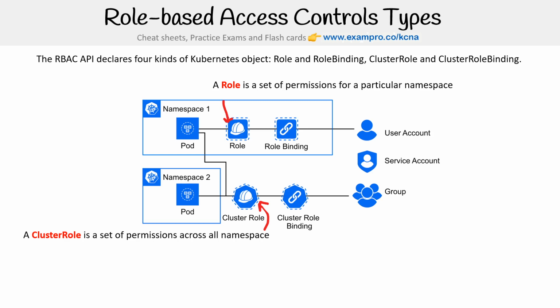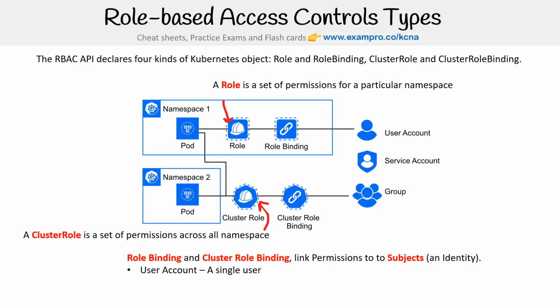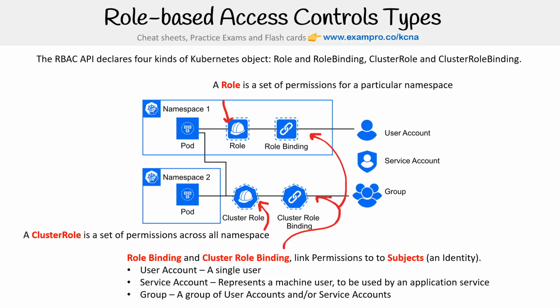In order for roles or cluster roles to be bound to a subject, that's where you're going to need a binding. And so for a role, you have a role binding. For a cluster role, you have a cluster role binding. And so those are going to attach to subjects, which are just essentially identities, like a user account, which would be a single user, a service account, which represents a machine user to be used by an application service, a group, which is a group of users or service accounts.